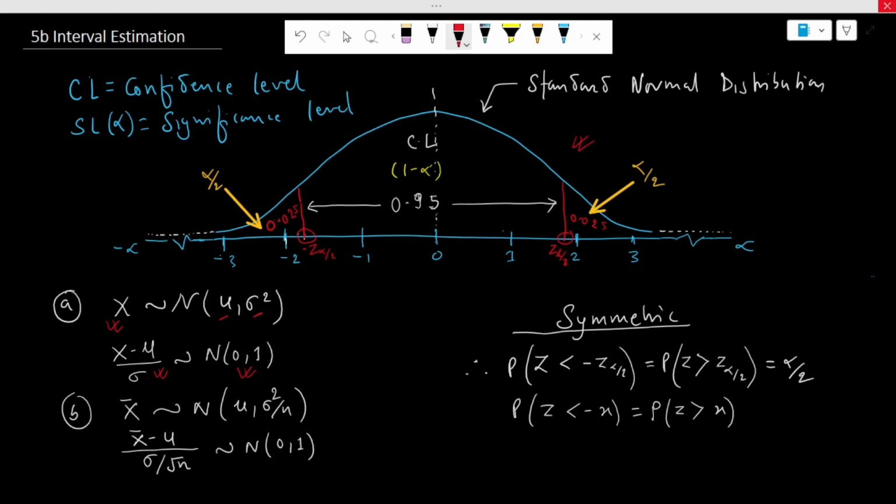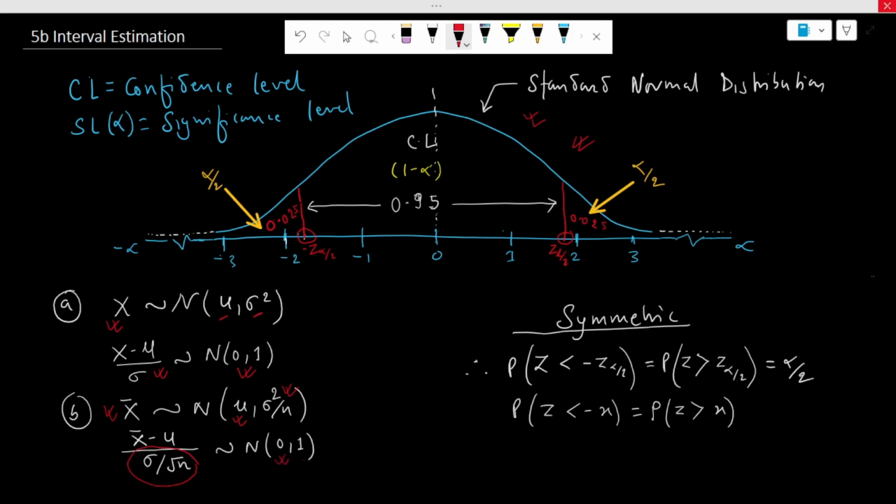Similarly, we have also seen that according to our central limit theorem, for large n, the sample mean is normally distributed with mean mu and variance sigma square divided by n, and similarly we can construct a z-score, which is equal to x bar minus mu divided by the square root of the variance of the sample mean, and this again is the standard normal distribution with mean 0 and variance 1.